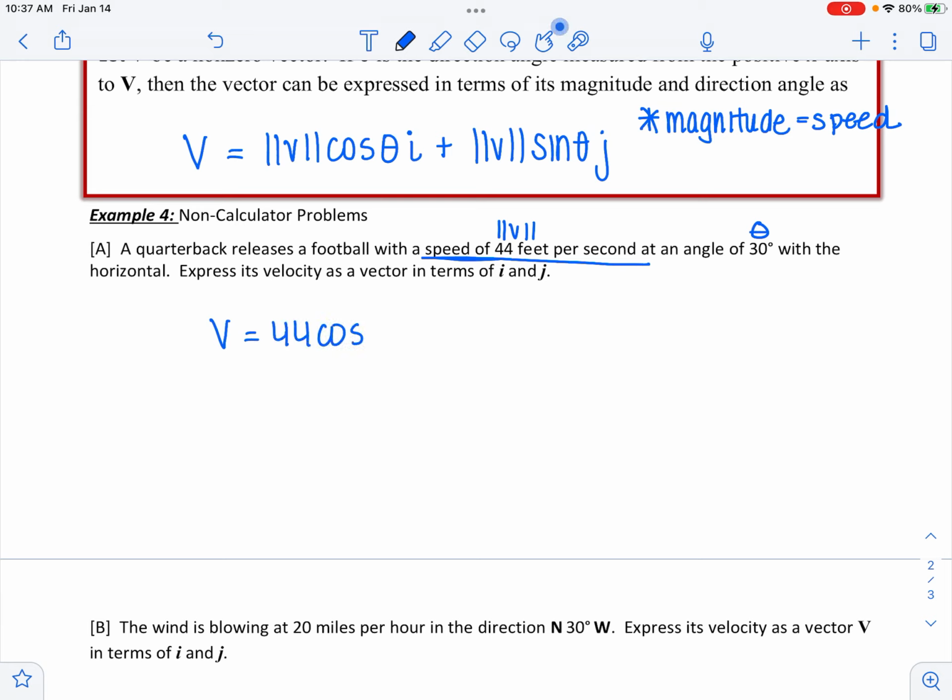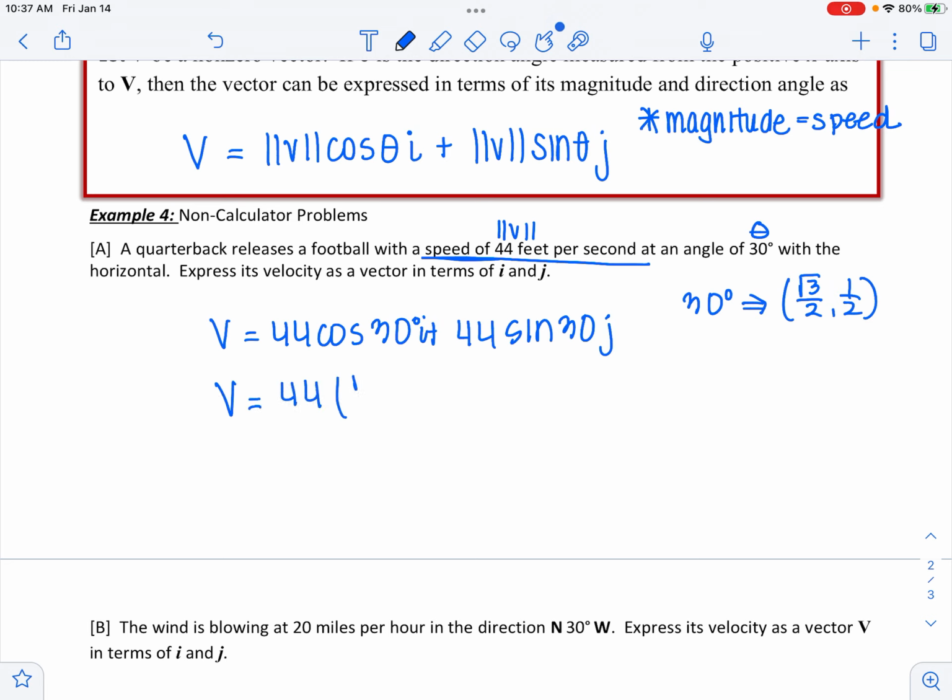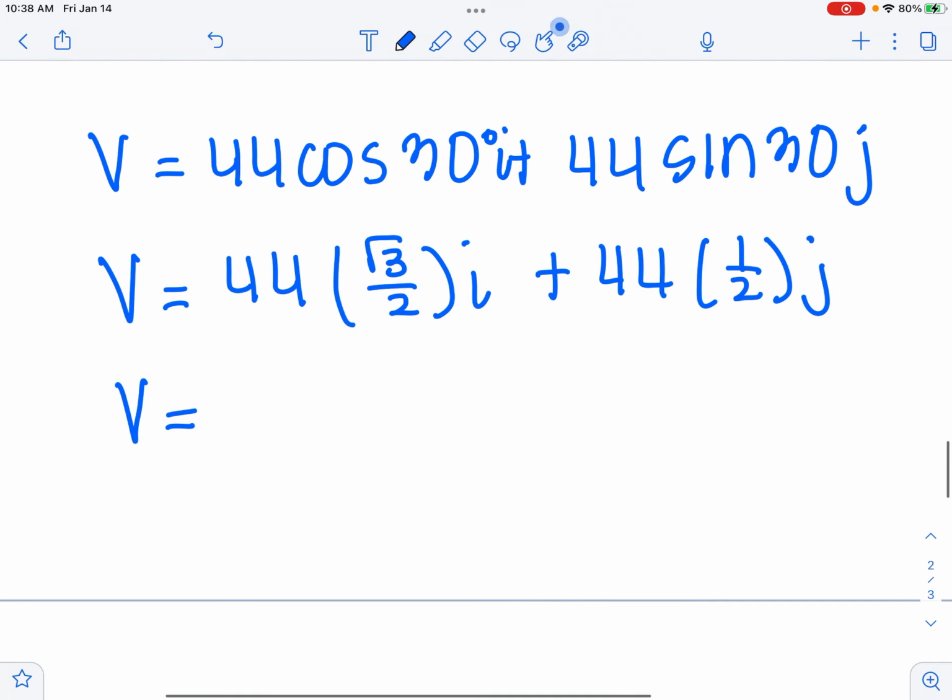So we have V equals magnitude, which is 44, times the cosine of theta, which is 30, plus magnitude, which is 44, times the sine of 30 degrees, J. And I forgot my I right there. So let's squeeze that in. All right, so I need cosine of 30 and the sine of 30, so I need my ordered pair for 30 degrees. This is why it's no calculator. So 30 degrees, remember, is root 3 over 2, 1/2. So now I'm going to replace. So I have V equals 44 times root 3 over 2, I, plus 44 times 1/2, J.